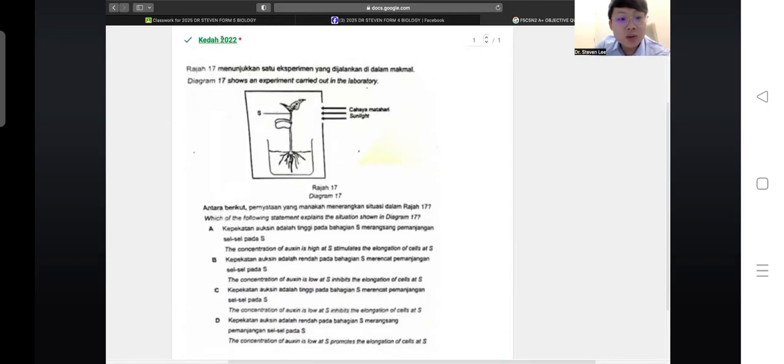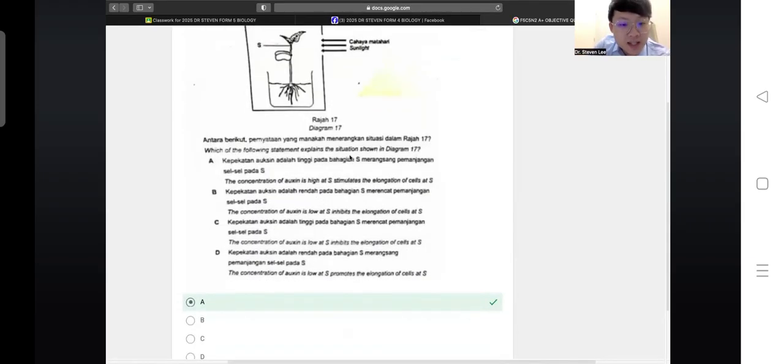Next is Kedah Trial 2022. We have a light source coming in from a hole in a box. They ask which of the following statements explains the situation. I have already explained this just now. Basically, at the shaded area, which is S, the cells will elongate faster. So the answer will be A.